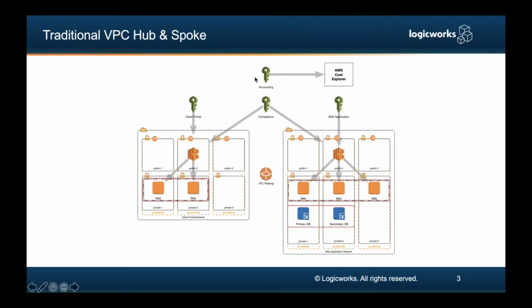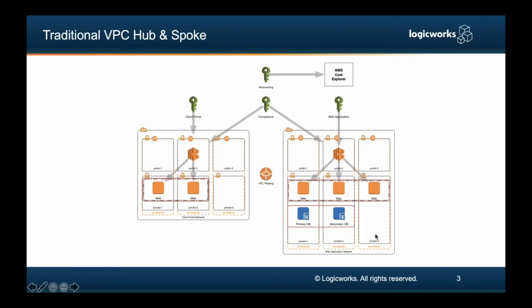So up here, you can see the accounting team has an IAM permission that gives them access to AWS Cost Explorer, and they don't really have access to the applications or the infrastructure themselves. The compliance team has read-only access to these tools, but they're not really doing anything. They're just looking, making sure that things are deployed properly. And then you have your app dev teams around your client portal and your web apps. They have direct access to the infrastructure, maybe logging into the instances, hitting those load balancers that you see here. And these VPCs are going to be peered.